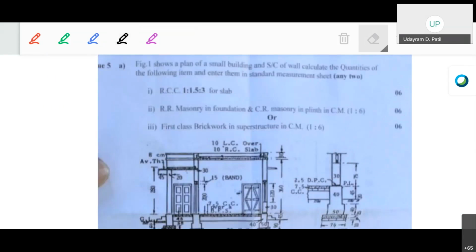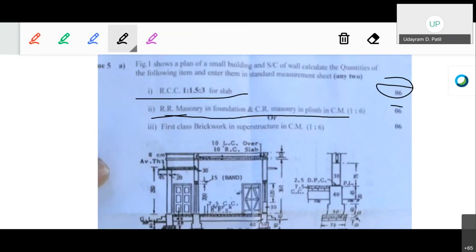First we have to calculate the RCC slab for the 6 month, then there was a reinforced random rubble masonry for the foundation and the coarse rubble masonry for the plinth. And this was for the 6 month and the first class brickwork in superstructure.